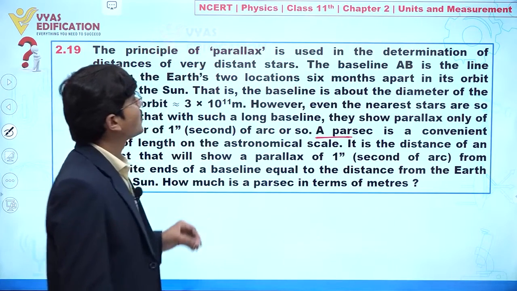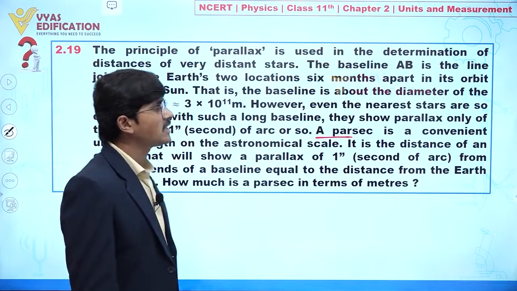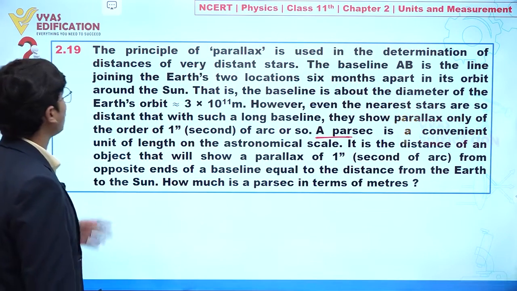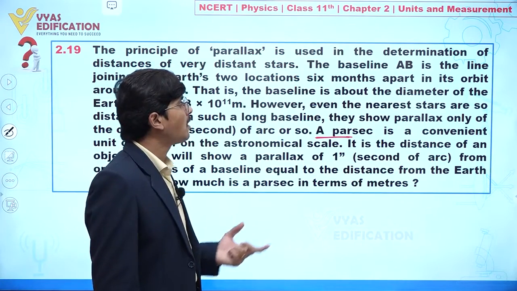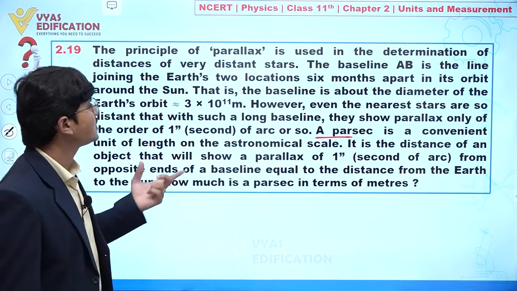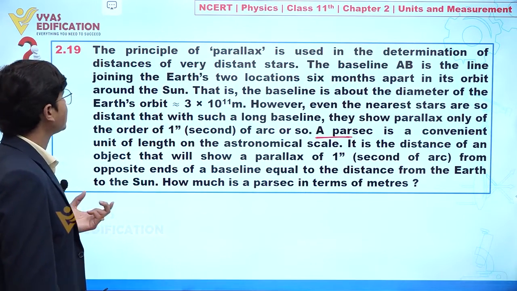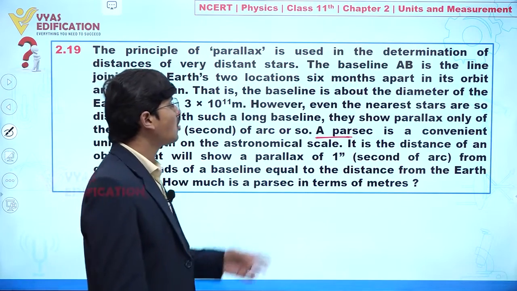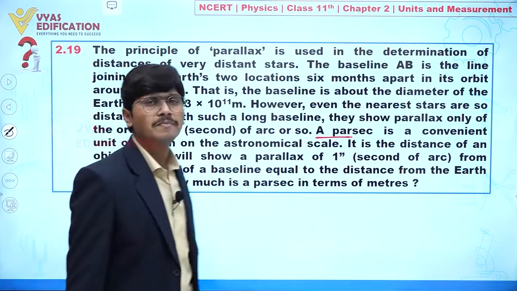Clear? So the baseline AB, the line joining the earth at locations 6 months apart in its orbit around the sun. Clear? So this baseline is about the diameter of the earth's orbit. This is 3 into 10 to the power 11 meter. However, even the nearest stars are so distant that with this long baseline they show a parallax of only the order of 1 second of arc or so.